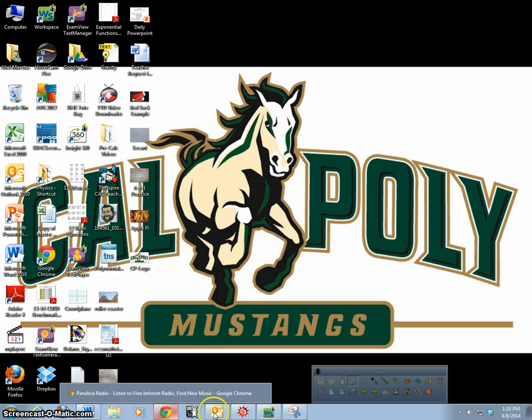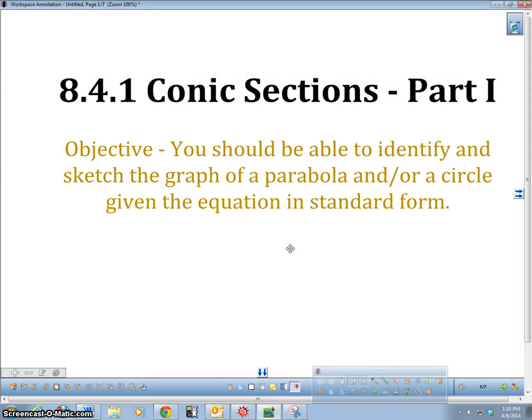We will be talking about conic sections, and this will be part one of a two-part, kind of like three-part, video. The third part is kind of a side video on finding and putting conic sections into their standard form using completing the square, but for these we're just looking at, given the equation in standard form, how are we going to sketch the graph of, in this case for part one, a parabola and a circle. So that's what you should be able to do by the end of this particular video.